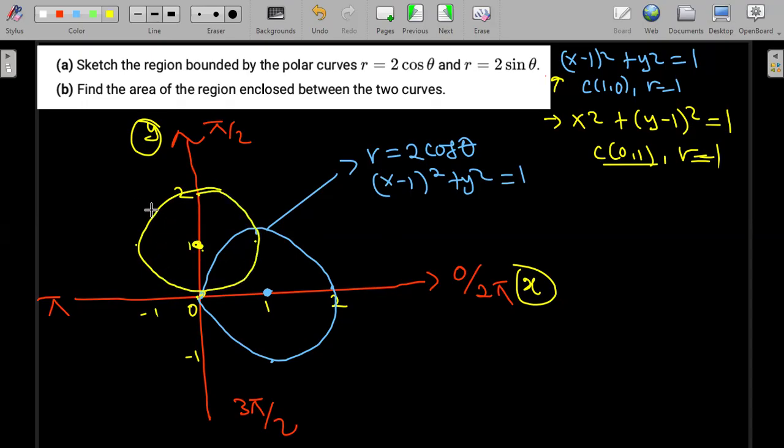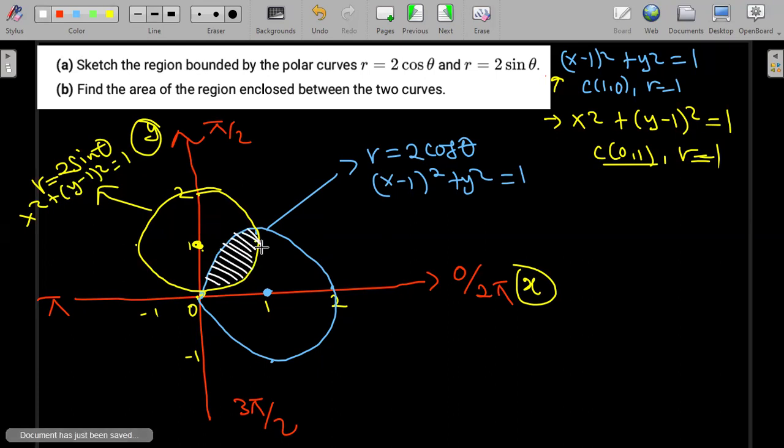Okay, so this circle in yellow is simply r equals 2 sine theta. Or we can say it's x squared plus (y minus 1) squared equals 1. Okay, so which one is the region bounded by these two curves? The region bounded by these two curves will simply be this region here. So this is the region we're interested in.